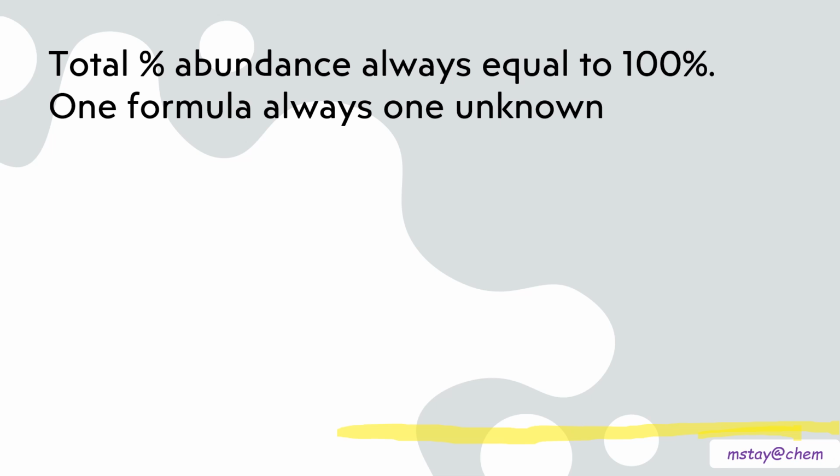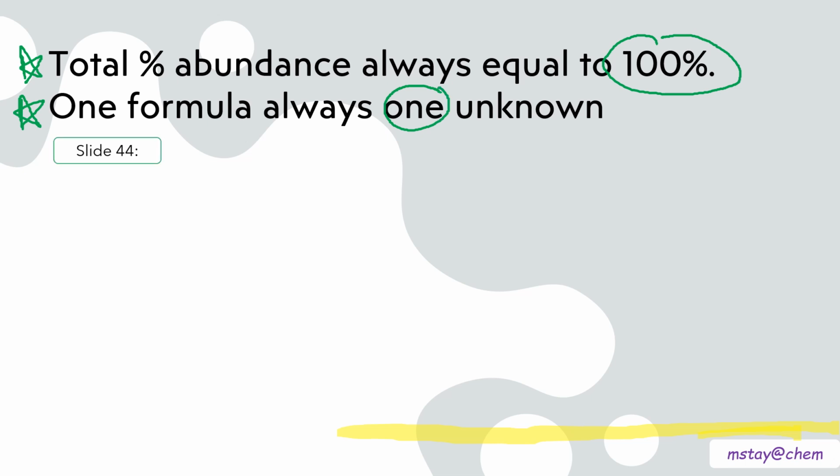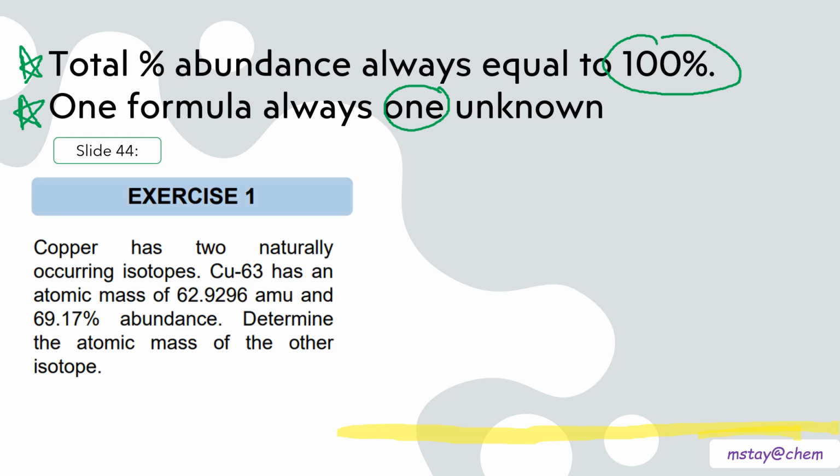Okay, let's continue with the last part of the week 1 lesson, where we always have to emphasize that the total abundance for an atom always equals 100%. The formula that we always use in determining the percentage abundance, the atomic mass, or the average atomic mass is the same formula. One formula always has one unknown. Now let's look at the question on slide 44, which is in your notes with the title Exercise 1.